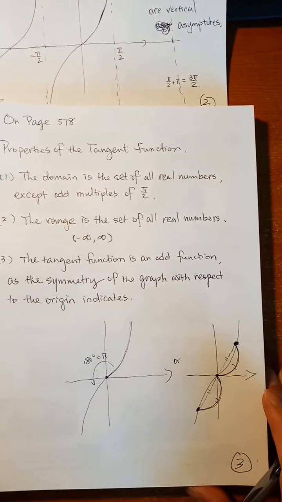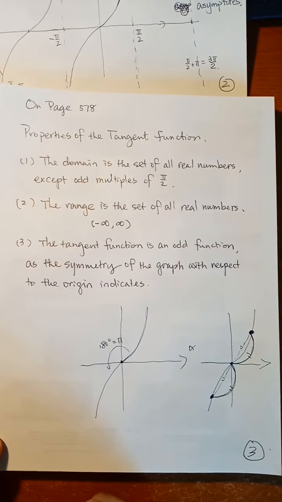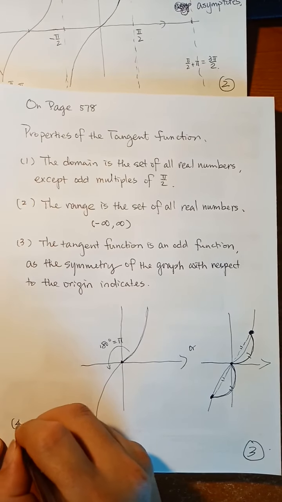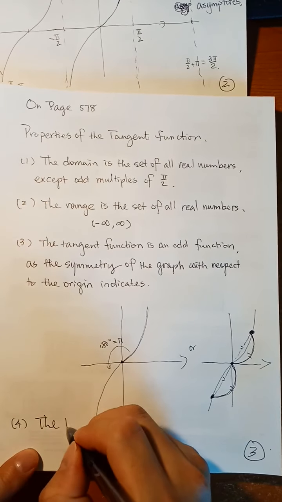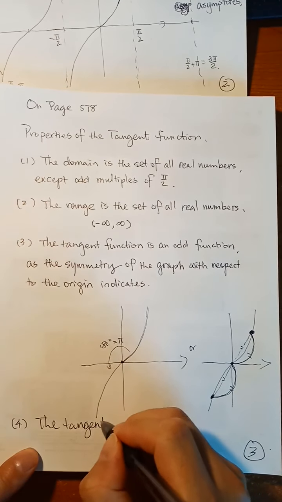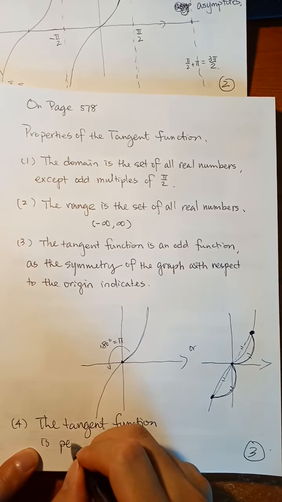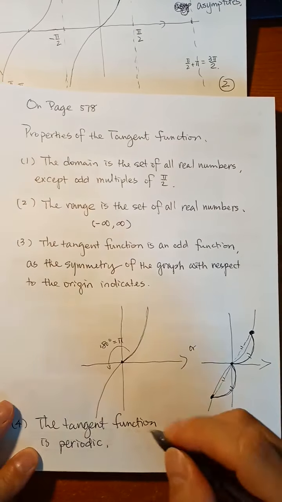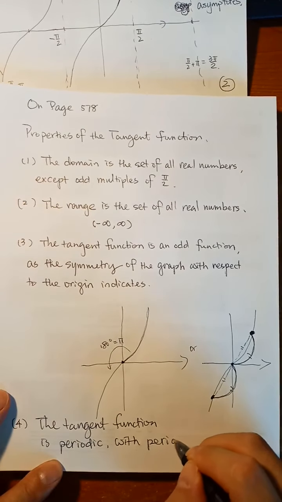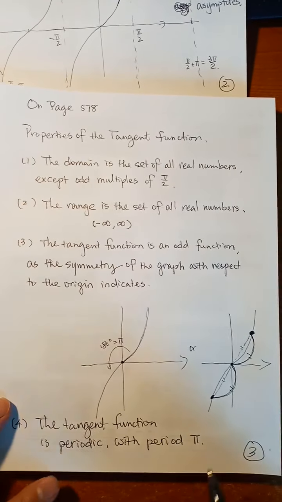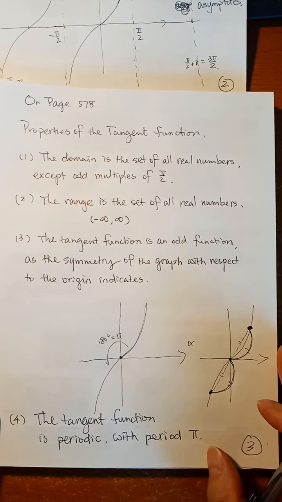Okay, so that's the third property. The tangent function is an odd function. The fourth property, the tangent function is periodic with period pi. So here when we say with period pi, we actually mean with the fundamental period pi.